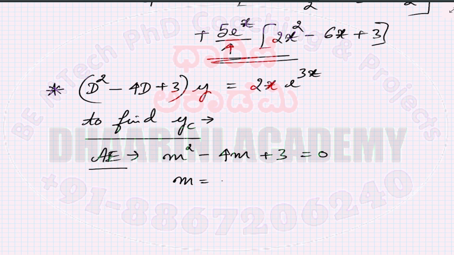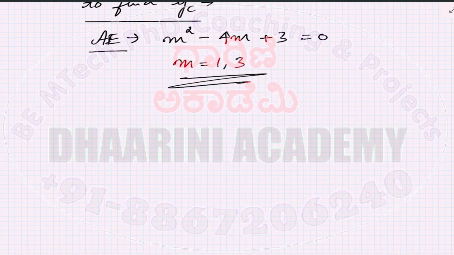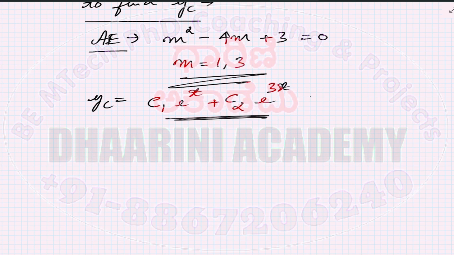this is m square, if you take m outside, m plus 3, m plus 1. Okay, m minus 3, m minus 1. So this is m equal to 1 and 3. When we find the roots like this, we can write the yc by looking at the roots. Roots are real and distinct. So a constant e to the power first root into x plus another constant into e to the power second root into x. This is the yc.